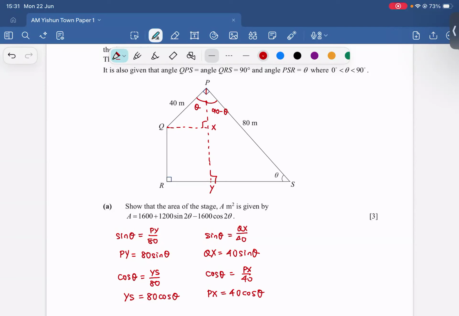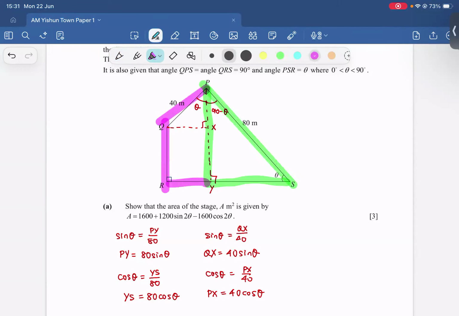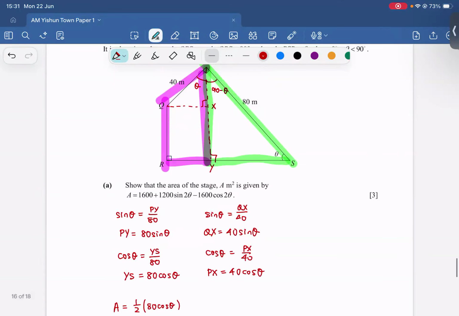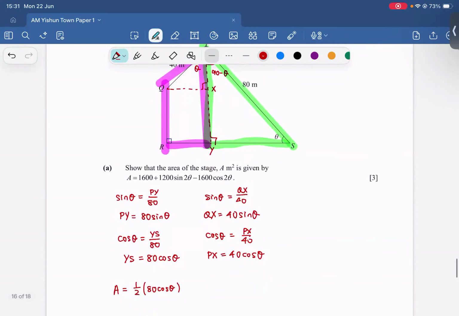Okay, so now what do I do? I find the area. I use this triangle plus the trapezium. If you want to break the trapezium into triangle and rectangle, please go ahead. So the area of the triangle is what? Half times YS times PY.